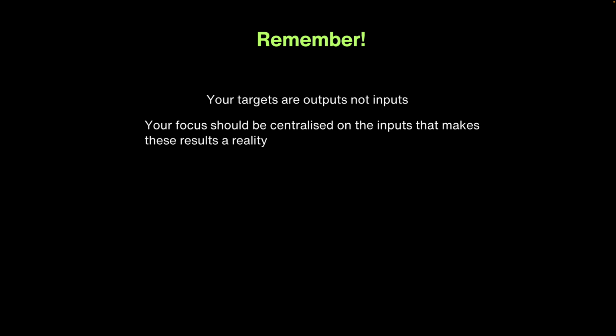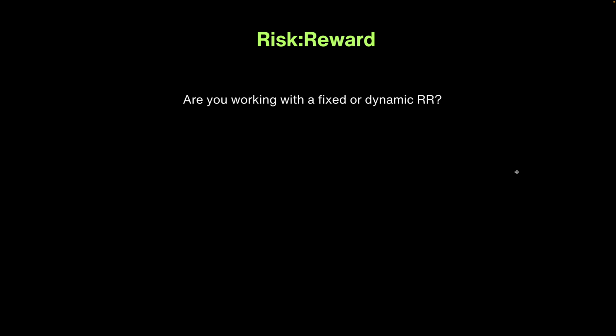But then why focus on just the output, not the input? Your focus should be centralized on the input that makes this result a reality. No matter how good the output is, you are never going to have it consistently if you don't work on the input. You see that? So this is what you should keep in mind: every time I see an output, there is an input that made that output a reality. And if I can work more on my input, then definitely the output is going to be consistently interesting.